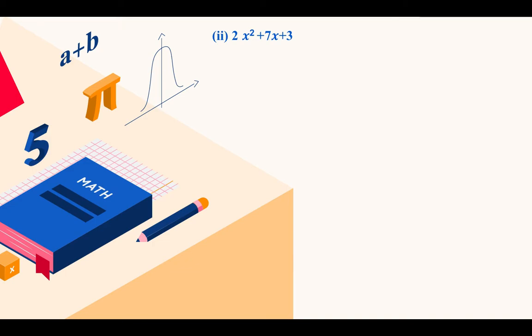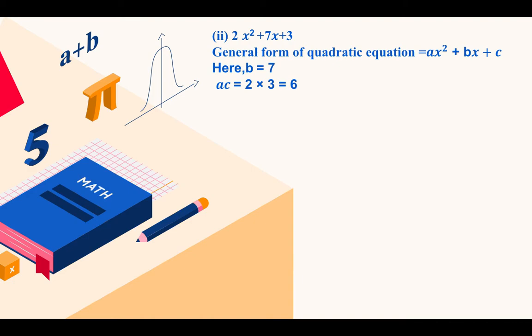Now we move on to the second question. It is 2x square plus 7x plus 3. So again I will write the general form of the quadratic equation. It is ax square plus bx plus c. What is the value of b when I compare the equations? The value of b is equal to 7 and the value of AC is equal to 2 into 3, which is 6. So now I have to split this b into two parts such that the sum is equal to b and the product is equal to AC.